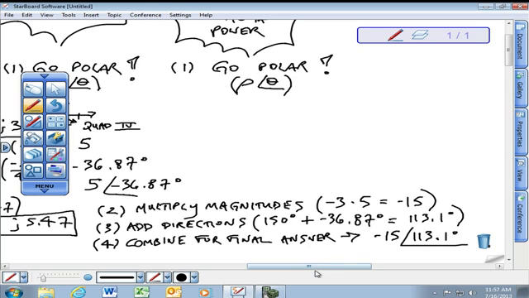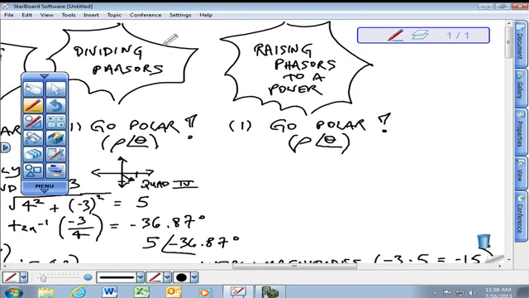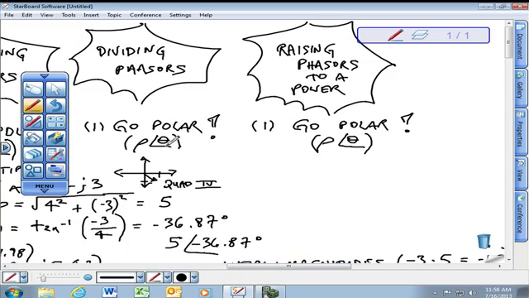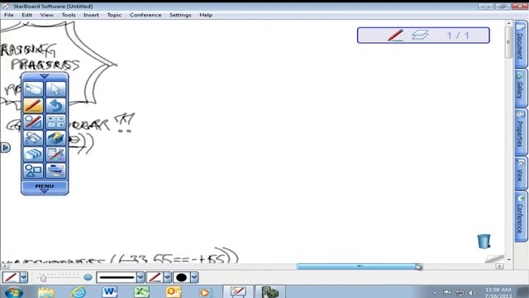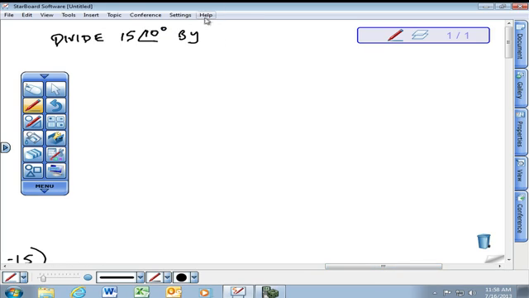And now let's look at what if we want to divide phasors. What's the first step? There it is. Go polar. That's our first step. So let's do an example. Let's say we were asked to divide 15 angle 10 degrees by 3 angle -30 degrees.